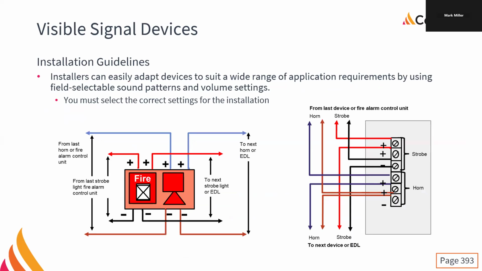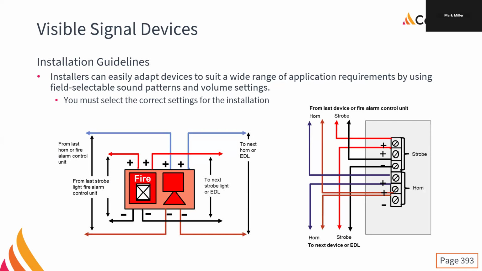We can see them wired separately as well. Very easy to tell if you look at the back and it tells you, these positive and negatives for the horn, these positive and negatives for the strobe. Yeah, it's being hooked up separately. So we need to bring two circuits to it. You need to bring the strobe circuit and the horn circuit.